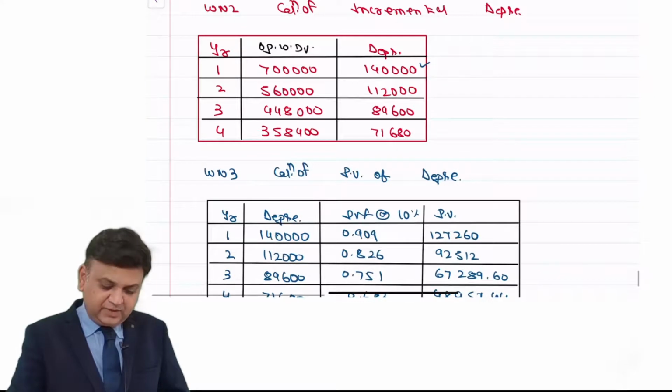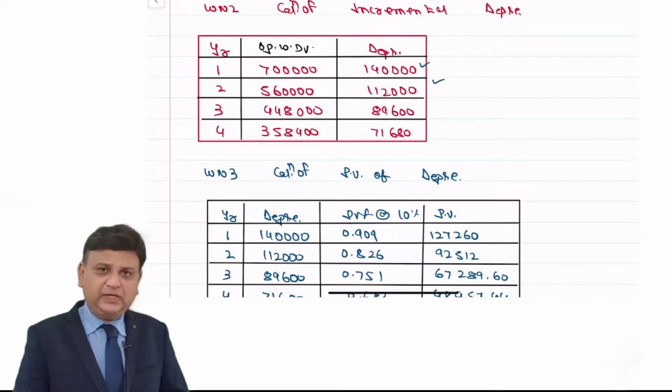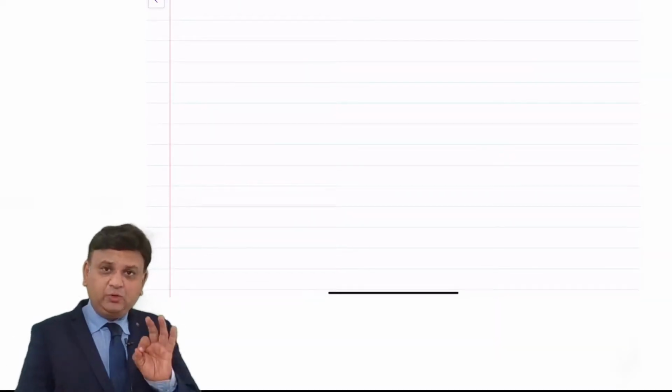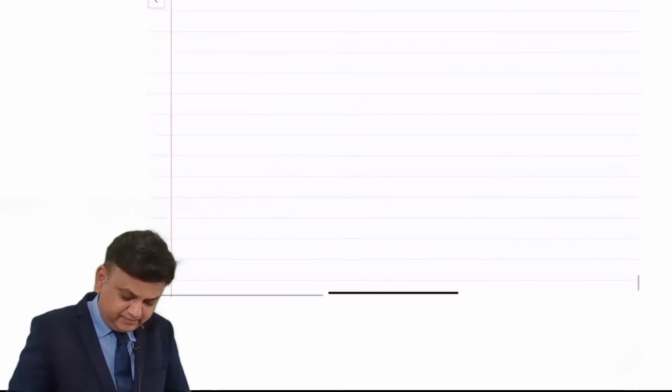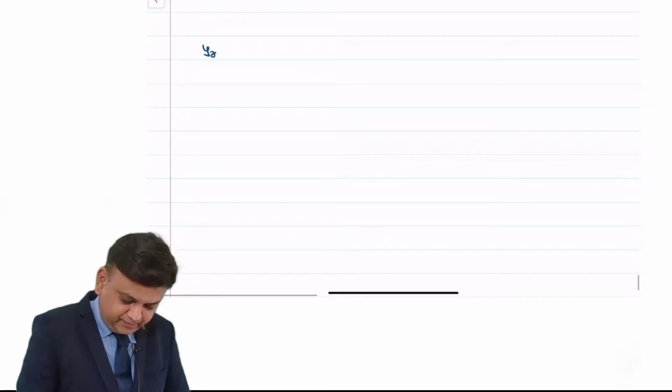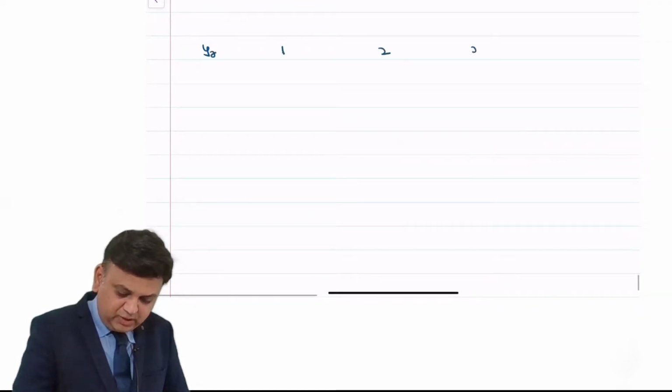Everybody is clear with the amount of the depreciation. I am sure for that. Now, the way we do in routine, just understand that the kind of working that we do in routine is this: year 1, year 2, year 3, year 4.